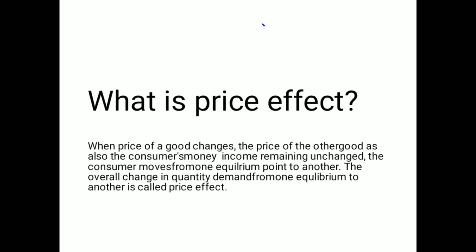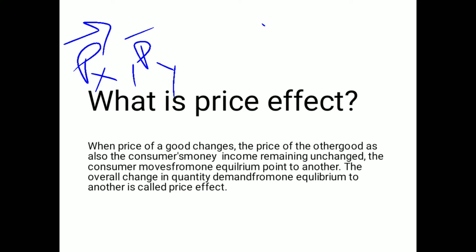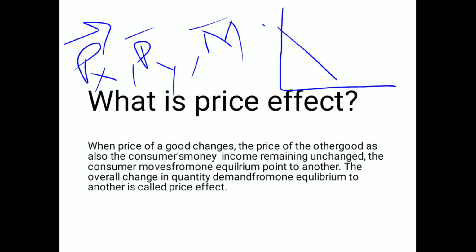Price effect is measured by change in the price of commodity X, but keeping constant the price of commodity Y and money income of the consumer. Here we have a budget line. Budget line shows the income of the consumer, and here we also have an indifference curve. Indifference curve shows the satisfaction level of the consumer. The tangency between budget line and the indifference curve gives the equilibrium to the consumer.